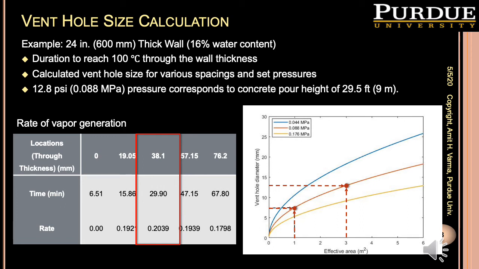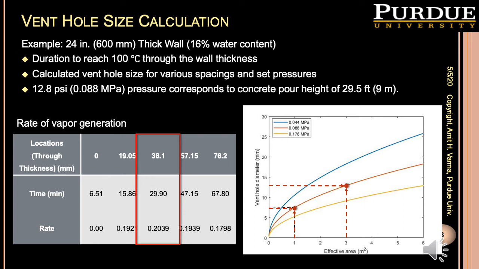And you can look at the rate of vapor generation. Through the different locations, there is a time, and then you can calculate the rate of vapor generation based on the water content that was in that region, which is above 100 C, and the time taken for that region of water to go above 100 C.